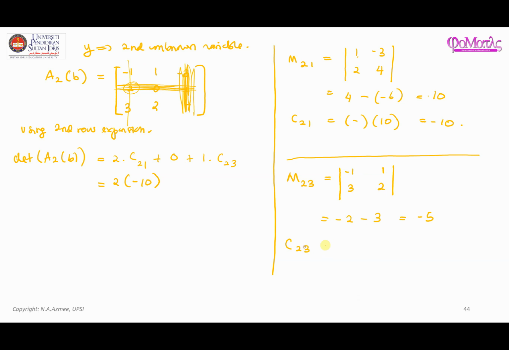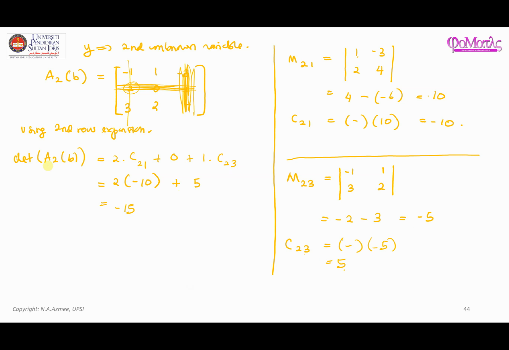Therefore, C23 is going to be, well, 2 plus 3 is 5. 5 is an odd number. Therefore, here we're going to have a negative 1 sign. So your negative sign, and this result here, just plug in right next to it. So negative, negative is positive. So C23 is going to be positive 5. Plug in the value right at this position. 1 times 5 is just 5. Therefore, negative 20 plus 5 is negative 15.